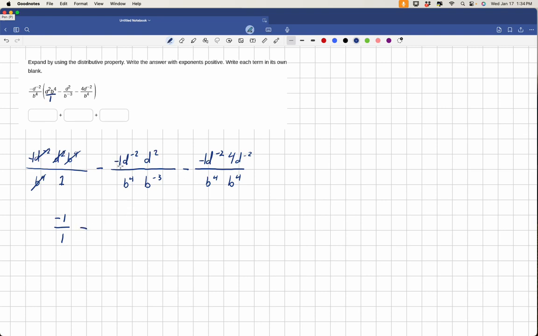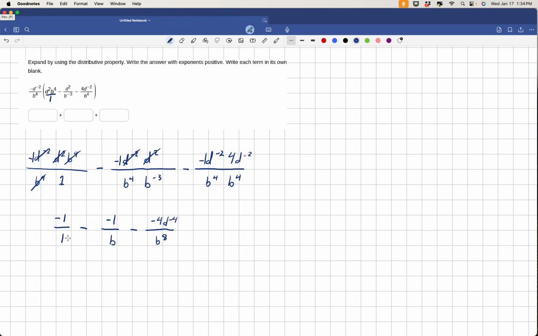Now I'm going to do this over here. I've got a d negative 2, d positive 2. Those cancel each other out. So the only thing I have in the numerator is another -1. And I've got a b positive 4, b negative 3. So I have a b in the bottom. That's all that's remaining. Now in that last fraction, I've got d negative 2, d negative 2. So that's going to be d negative 4. And I've got a -1 times a positive 4. So it's -4 d to the -4. And I've got b4, b4, so that's going to be b8. All right, so that's where we are now.